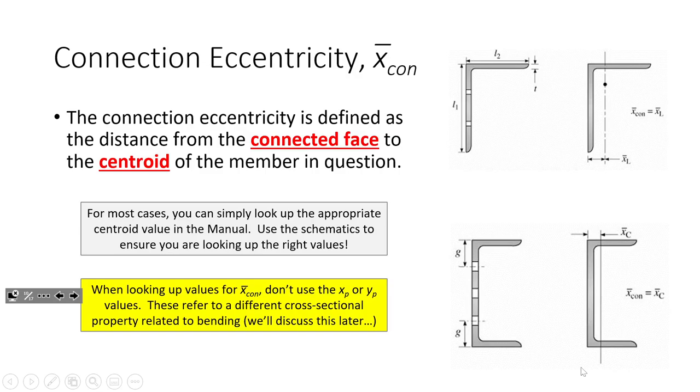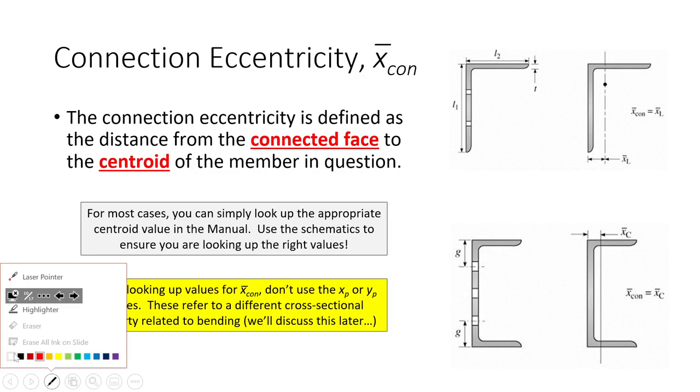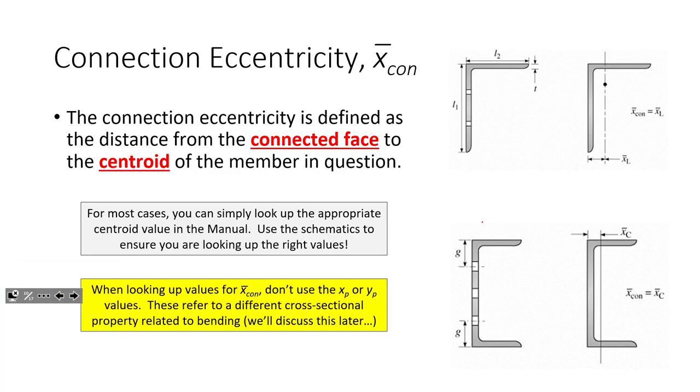I want to make sure this is clear. Let's take a look at, let's say, this channel. Here's the channel. This red line that I've drawn would be the connected face. I've got a plate over here I'm bolting it to. I'm going to take this channel, slap it down, and bolt it. So the back of the channel is what's actually coming into contact with the plate or whatever it's being bolted to. Now, where is the centroid for this channel?